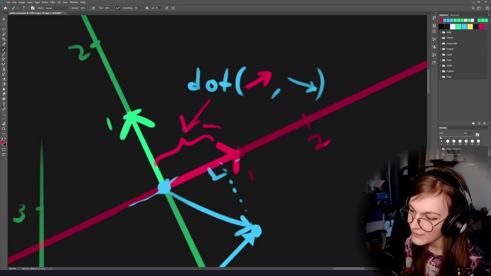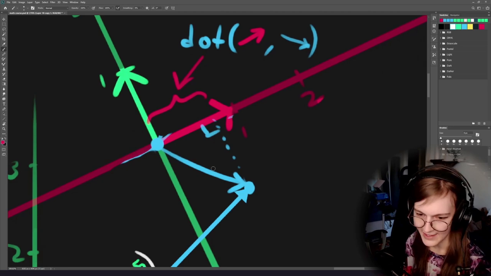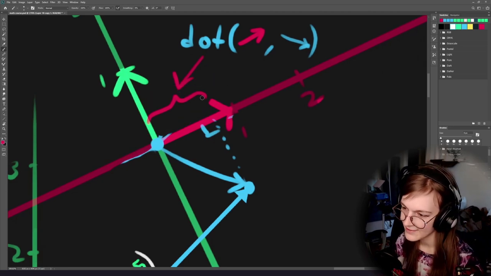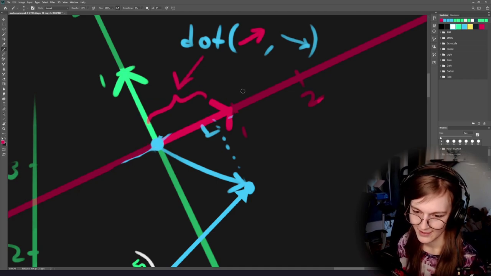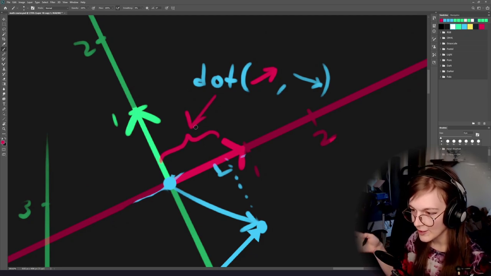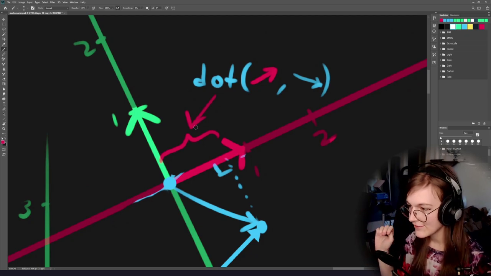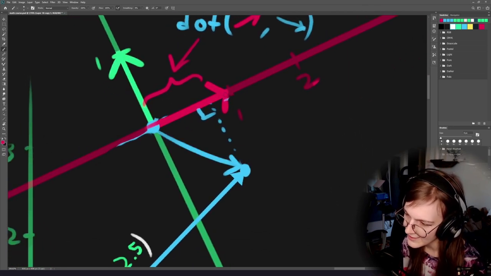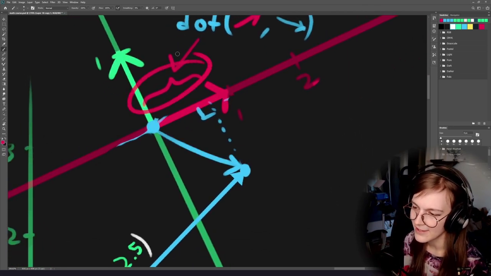Okay. Now that we have this distance, what does this distance actually represent? Well, this is the local space x-coordinate, right? By projecting this, we get a scalar value. Again, the dot product does not give us a vector. It gives us a scalar. And that scalar is this vector projected onto this vector and the length here.